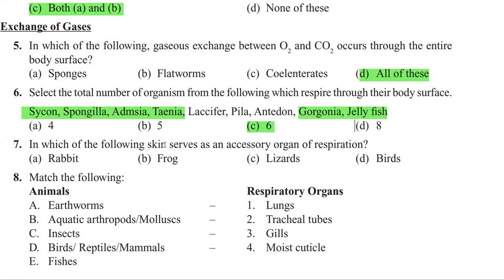In which of the following does skin serve as an accessory organ of respiration? Rabbit, frog, lizards, and birds. Frog.